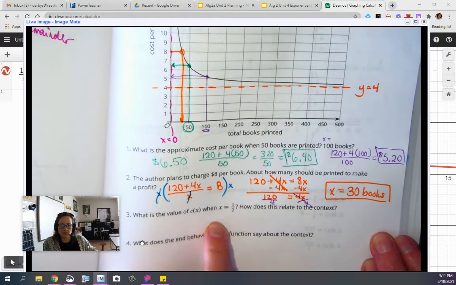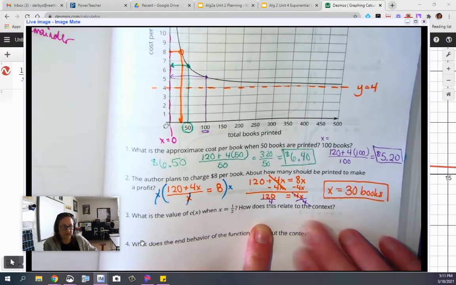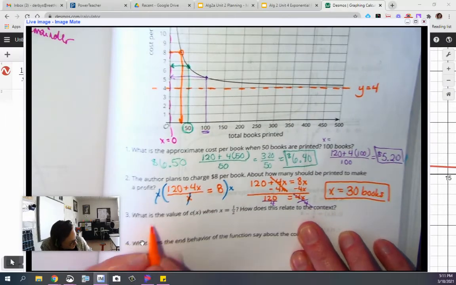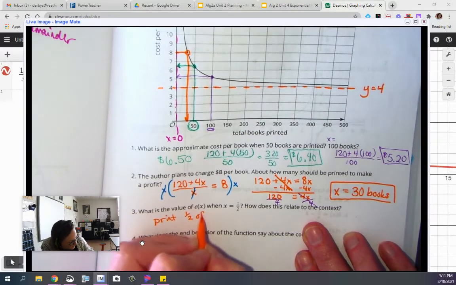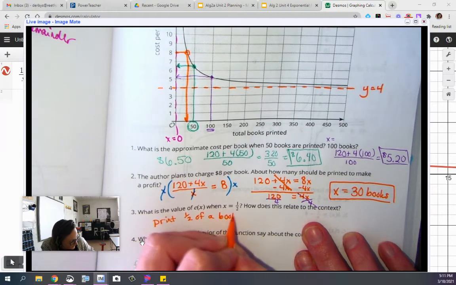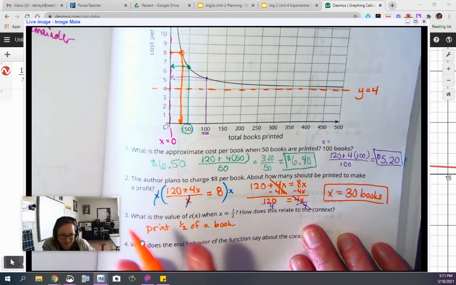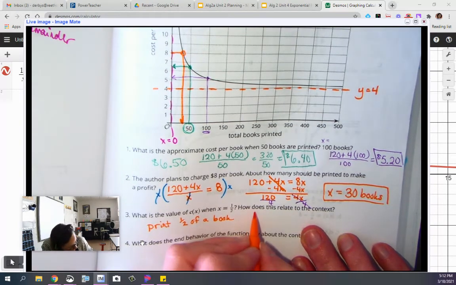Now the value of c of x when x is 1/2, and how does that relate in our context? It's kind of a strange question, isn't it? x is 1/2. It's saying that we're going to print 1/2 of a book. And it does not make sense to do that, right? In our context, it doesn't make sense. But we could still calculate the value of that.